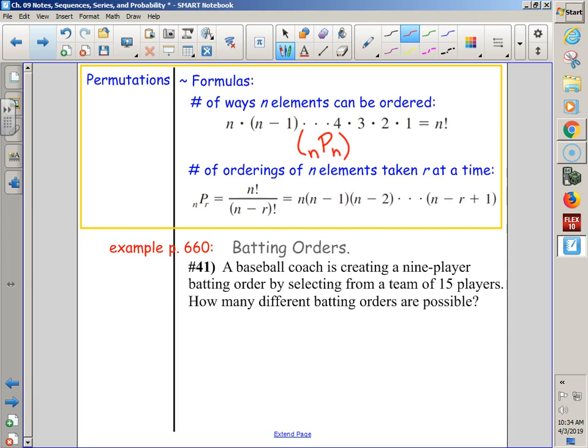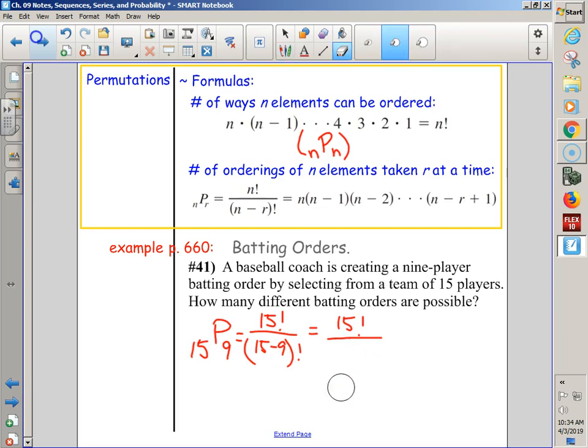So down here I could say 15P9. I could even put it into this nifty formula that I could memorize: 15 factorial over 15 minus 9 factorial, which is 15 factorial over, nope, 6. That's a struggle. 15 minus 9, bud? 6 factorial.